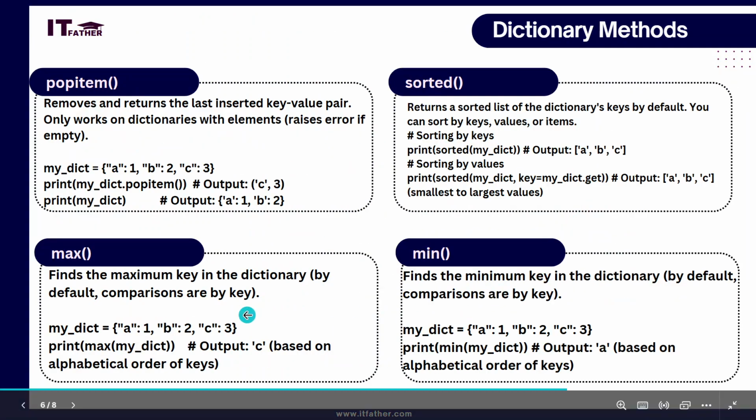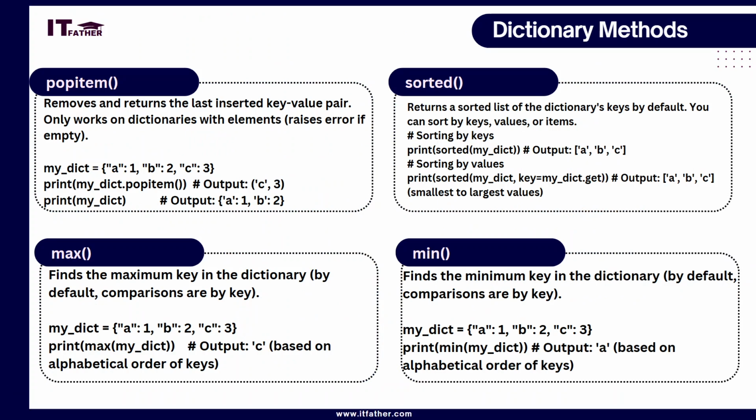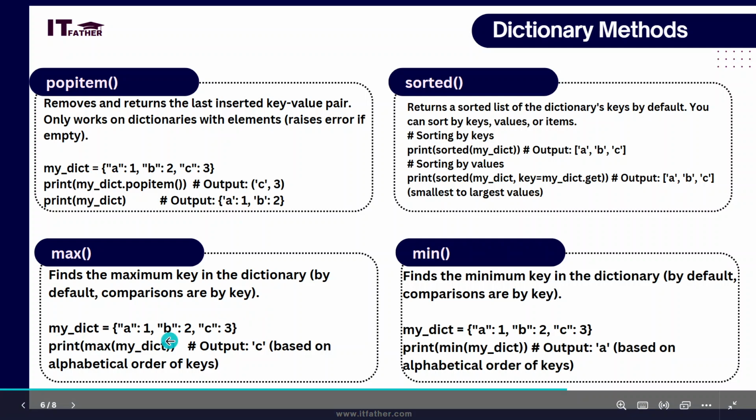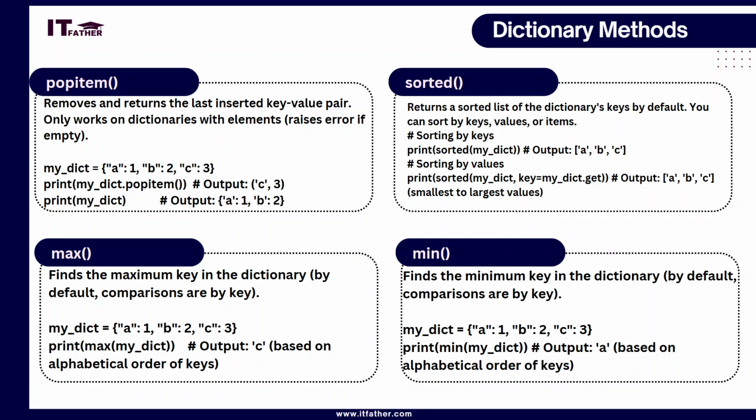Next we have the max and min functions. The max function will find the maximum key in the dictionary. By default, comparisons are done on the key basis. So for example, if you have this dictionary with keys A, B, C, and you are finding the max, then max will return C based on the key.